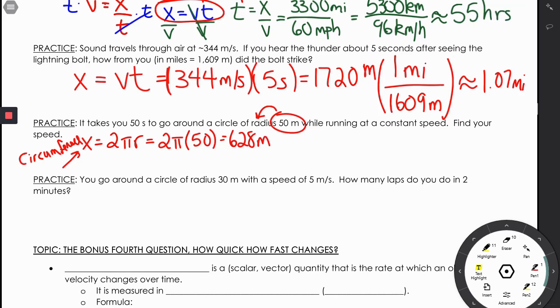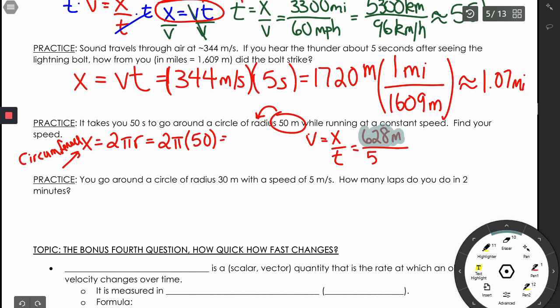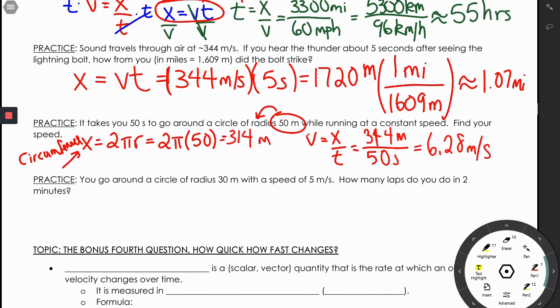If I want to find that speed, we just use x over t. So we're going to do 628 meters over, hold on, sorry, that's not 628 meters. It's 314 meters. I was jumping the gun. So we're going to do 314 over 50, which works out to be 6.28 meters per second. That's how fast you'd be traveling around this circle.